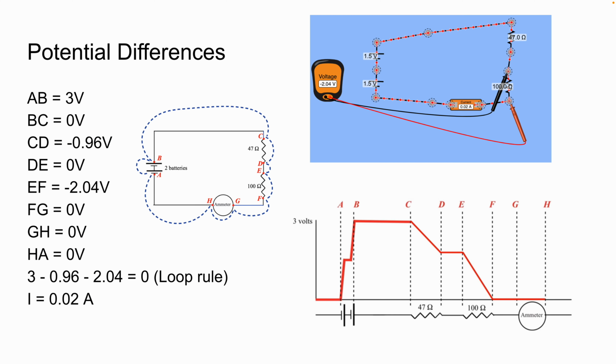For potential differences, we use the voltmeter and put the different ends at different points in the circuit in order to measure the potential difference, and they're all listed here. We can see that when we add them all up, we find that it's equal to 0, which makes sense with the loop rule, and we can see that the current is still 0.02 amperes after adding the voltmeter. And here is a quick graph showing how the potential difference is different across different positions of the circuit.